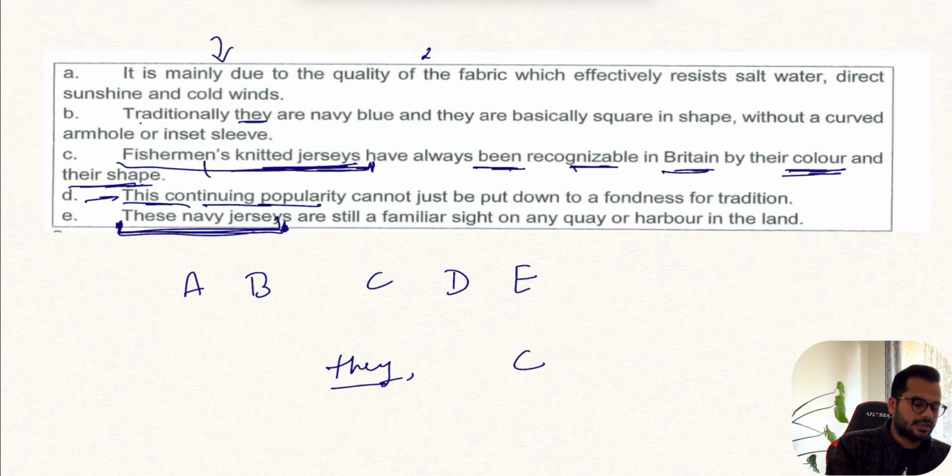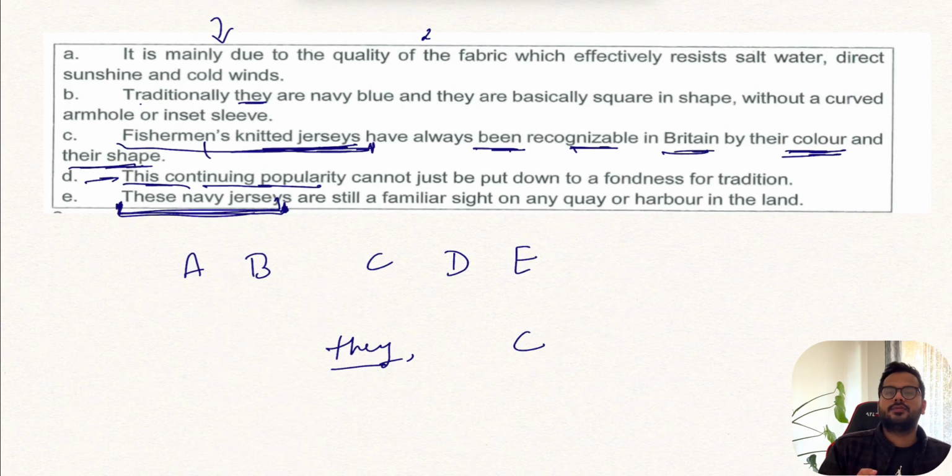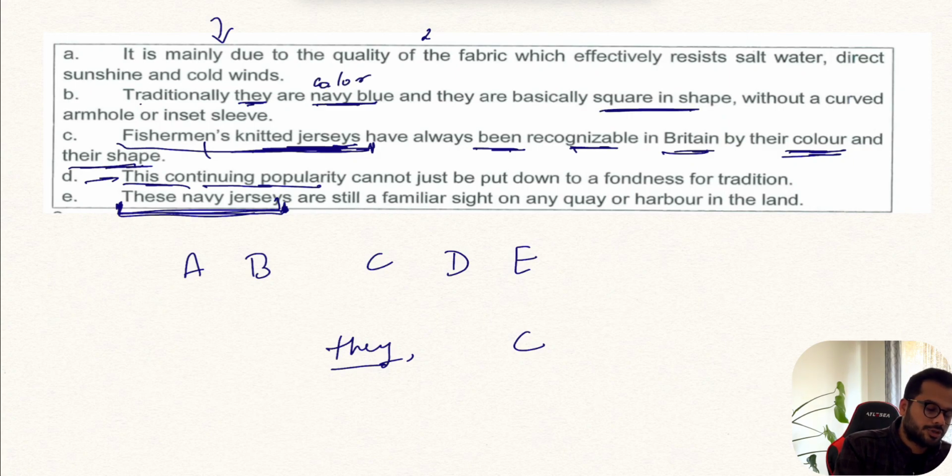If you read out all the other sentences, the only other sentence which starts with color and shape is my sentence B, where it says traditionally they, as in jerseys, are navy blue, which is the color, and they are basically square in shape, which is the shape of those knitted jerseys. So they're ending the sentence on color and shape, and they're starting a new sentence with the same color and shape. That is going to form a pair. That means after C, my next sentence would be B.